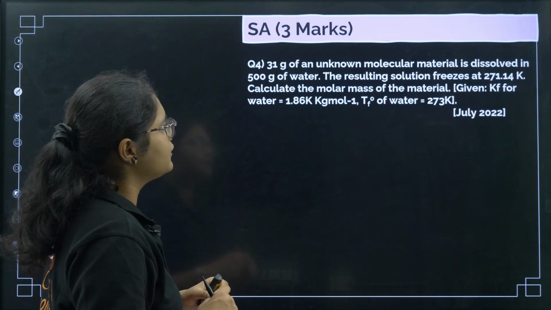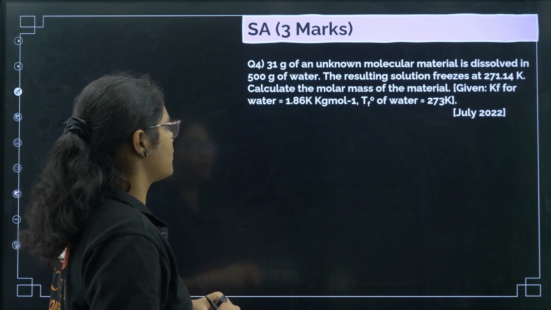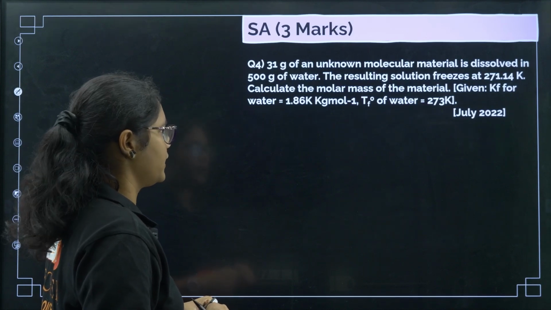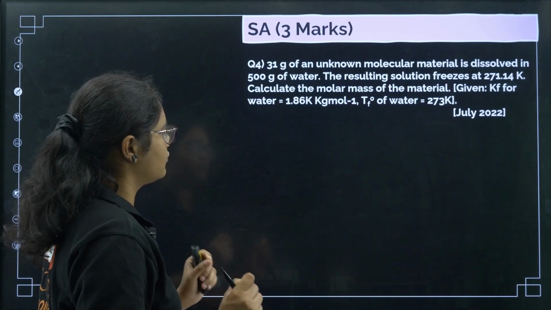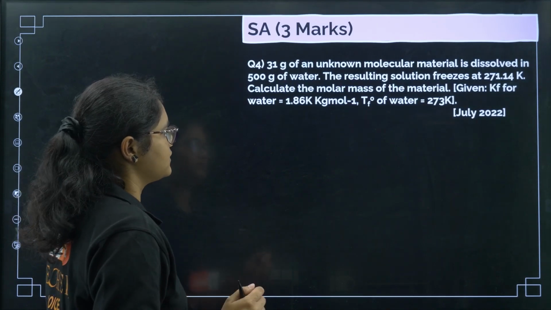31 gram of an unknown molecular material is dissolved in 500 gram of water. Okay, the resulting solution freezes at 271.14 Kelvin. Calculate the molecular mass of the material.